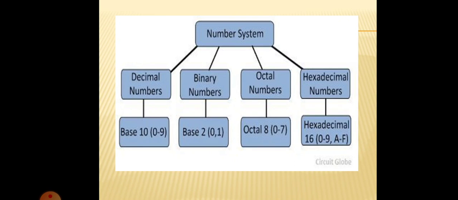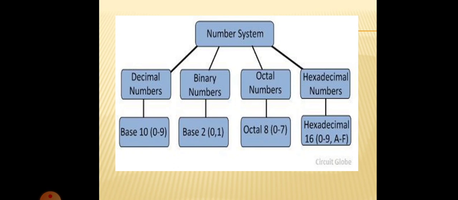Then next one, binary. For the binary, the base is given as 2. Why 2? Because we are using 2 types of digits to represent the number, that is 0 and 1. Then third one is octal numbers. Oct means 8. We are here using 8 types of digits to represent the number.